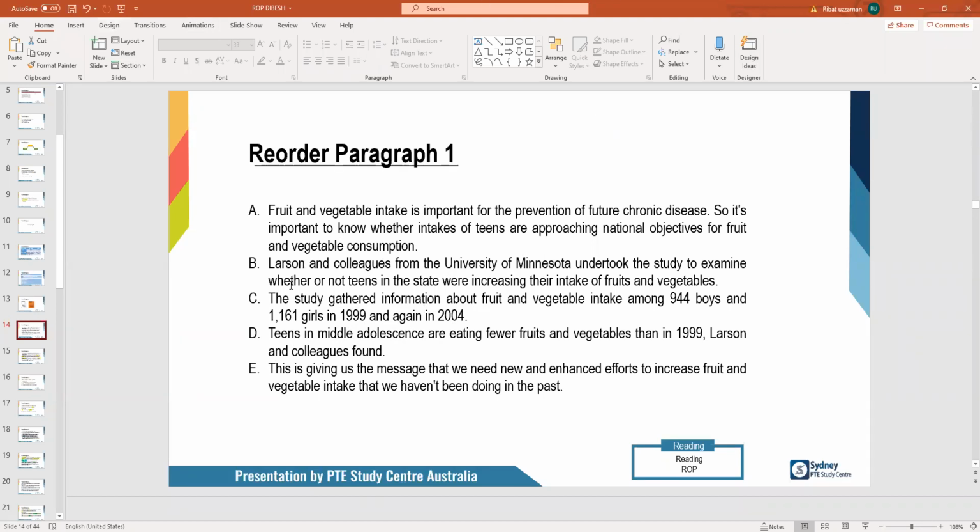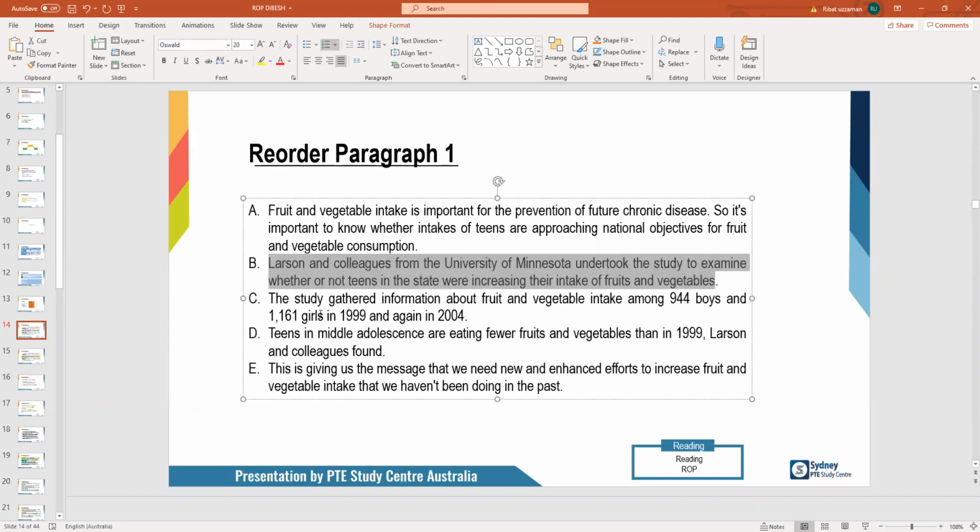So when I'm reading number B, this is the sentence which is general in nature compared to these ones, and which is talking about undertaking the study to examine the state when increasing the intake of fruits and vegetables. Okay, so there is a keyword saying fruits and vegetables, a word clue, which shows some relationship, and also with the context, in comparison with the other sentences, this has the most general meaning. So it means they are initiating the study to examine whether or not teens in the state were increasing their intake of fruits and vegetables. Okay. Now I have put A and B together.